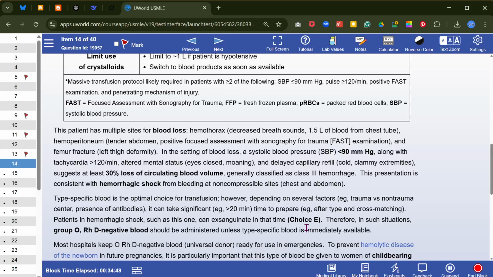In the setting of blood loss, a systolic blood pressure less than 90 millimeters of mercury along with tachycardia more than 120 per minute, altered mental status, eyes closed, moaning, and decreased capillary refill, cold, clammy extremities suggest at least 30% loss of blood volume. This is generally classified as class 3 hemorrhage.